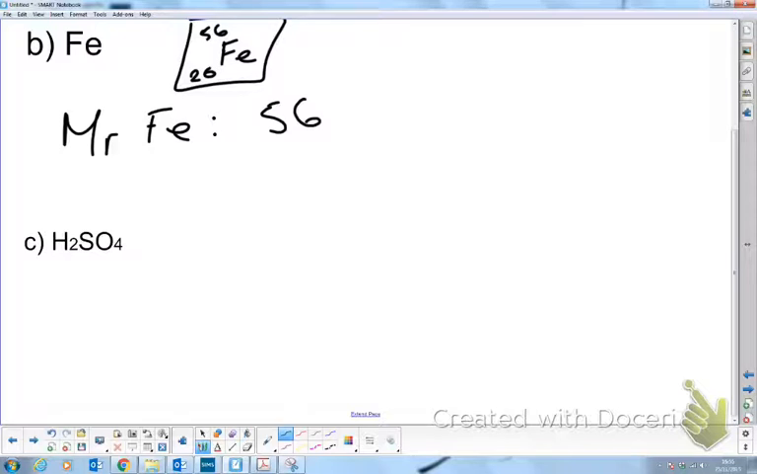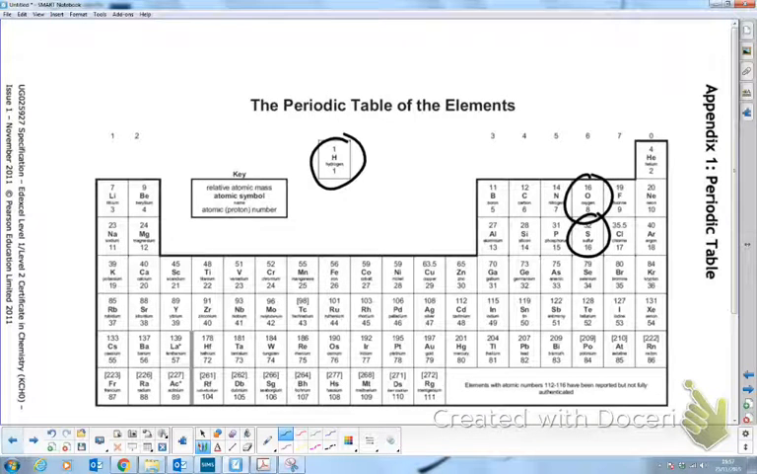Next, looking at H2SO4, which is sulfuric acid. The little 2 next to the H tells us that we have 2 hydrogen atoms, and the little 4 next to the oxygen tells us that we have 4 oxygens, but we only have 1 sulfur. So we need to find those values from the periodic table and add them up. Remember that you're looking for the relative atomic mass, which is always the top number. So in this molecule, hydrogen has a relative atomic mass of 1, oxygen has 16, and sulfur has 32.